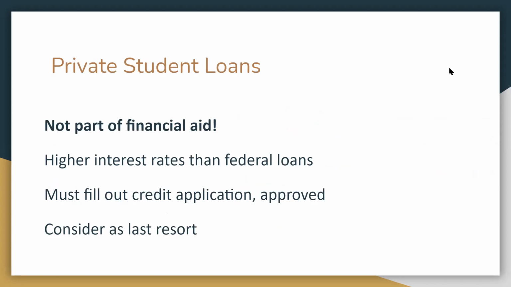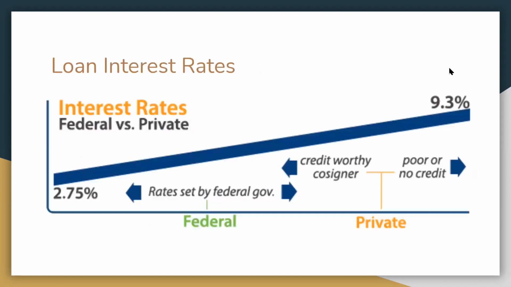An additional thing you might hear about is private student loans. These are not considered part of financial aid, as any student can take them out. I recommend using private student loans as a last resort, as higher interest rates than federal loans will make these more expensive in the long run. Additionally, you must have a credit application approved, which can be a time-consuming process.